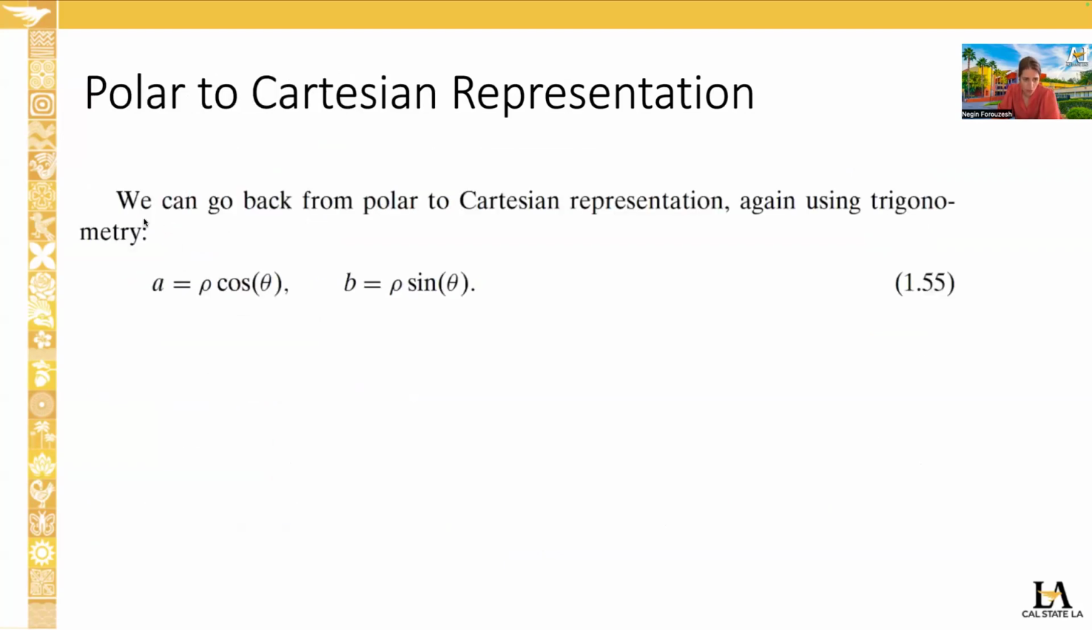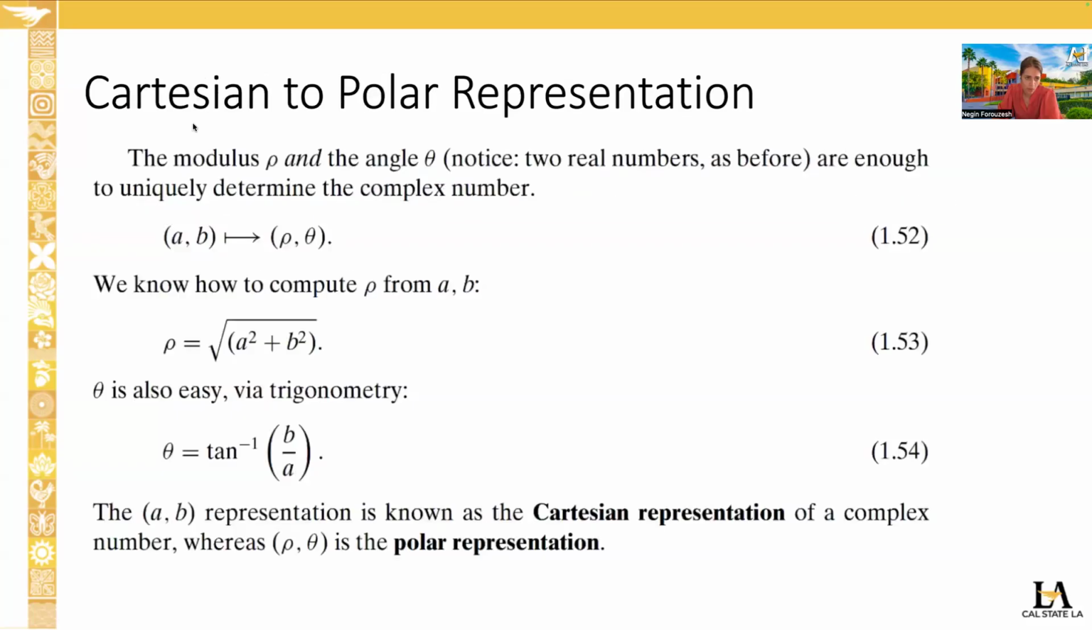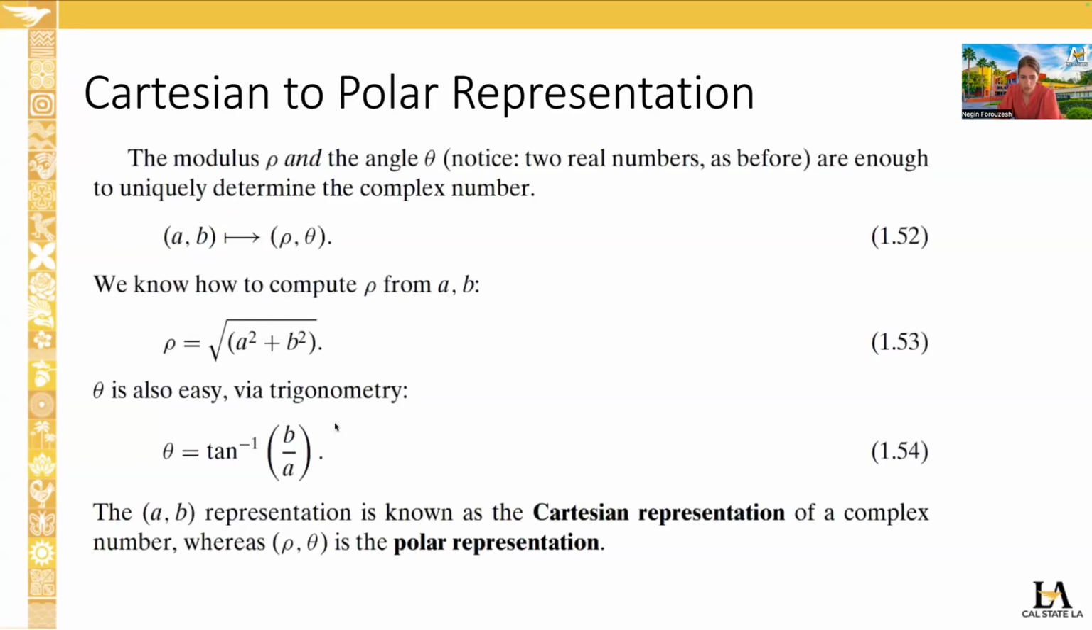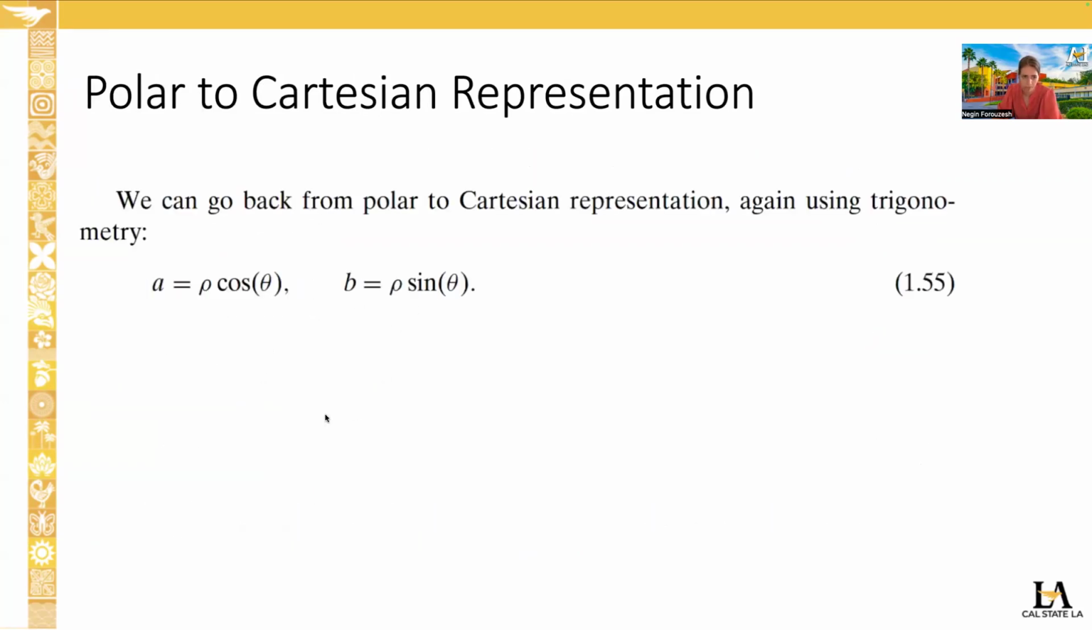And then if you want to go from polar to Cartesian, so if you have theta and rho and you want to calculate A and B, then this is how you do the math. A will be rho times cosine of theta, and B is rho times the sine of theta. So depending on what you have in the problem and how you want to convert them, you can use this formula or this formula.